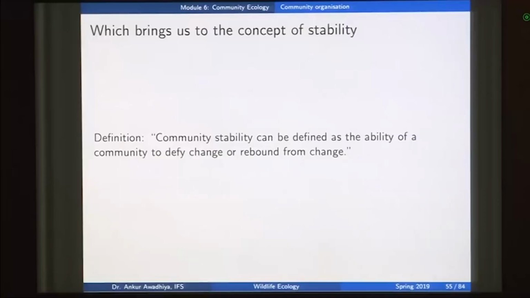And if we know the variables that govern the amount of resilience or resistance in any particular community, we can play with those variables. We can make our communities much stronger, so that they are able to resist changes in a much better way, or much more resilient, so that even though these changes have occurred, they are able to come back very quickly. So, that is why a study of community stability becomes very important these days.